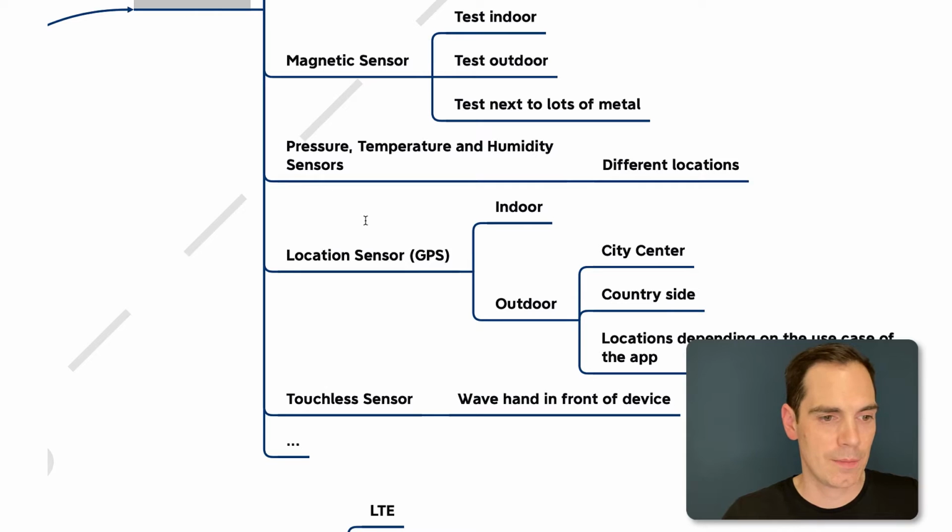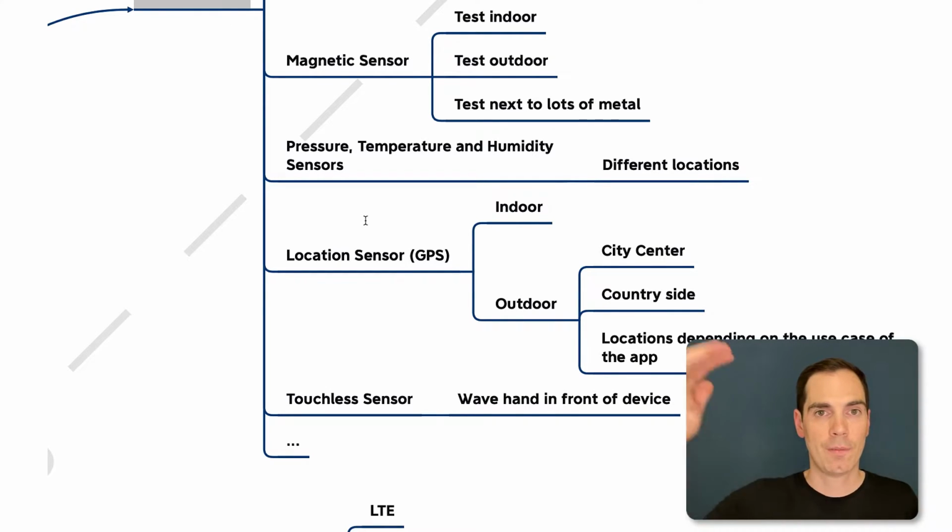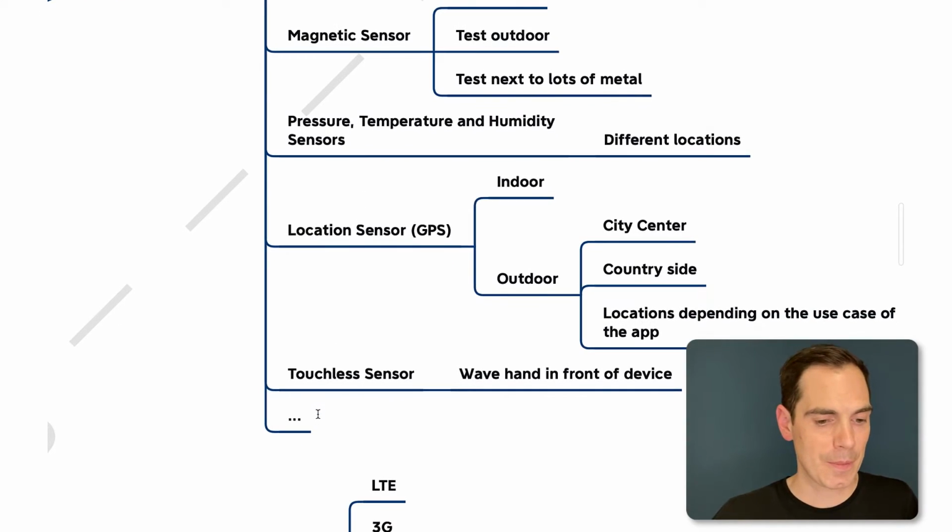Also location and magnetic is somehow connected here. It's a location sensor, I mean GPS. You can do the indoor testing, see if the GPS signal is getting found. If not, how is the app reacting to this? The same on the outdoor situation. Go to the city center, for example. It's pretty hard to get a GPS signal. You can go to the countryside and see if you find a signal there. And you should also test the app depending on the location, as I said, like on a mountain, in a valley, and these kinds of things.